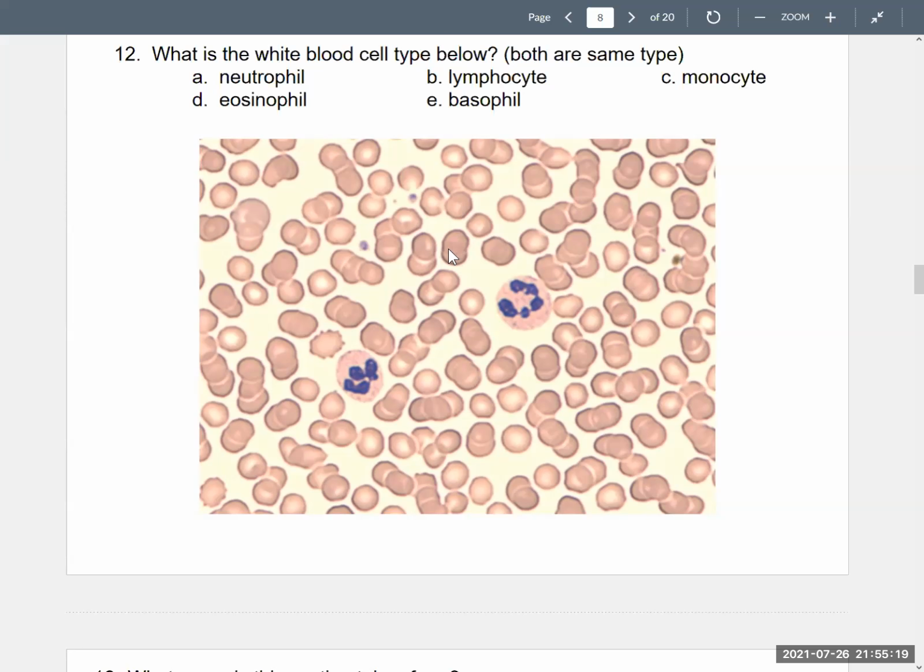Okay, I just muted one of you. Okay, the blood type below is then neutrophil.